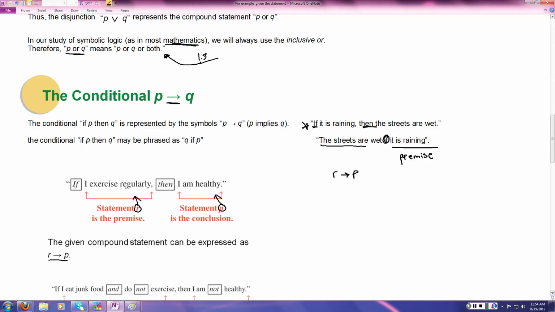If premise then conclusion. So be careful with this if. It might not be at the very front of the statement, and there might not be a then in the statement at all. Both of these would be symbolized as R implies P, where R is it's raining and P is the streets are wet, but it doesn't have to be in that order in the sentence, and that's very important to know. So you want to say, oh, this is the if, so this is the premise, and the then is not written, but it's understood that if it's raining, then the streets are wet. The streets are wet if it's raining. So don't get caught up on the order in the sentence.